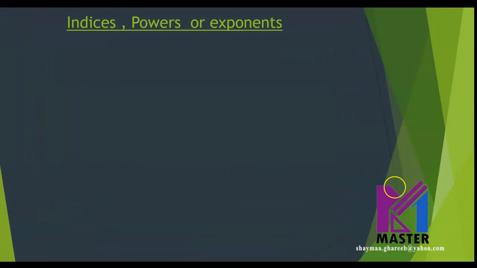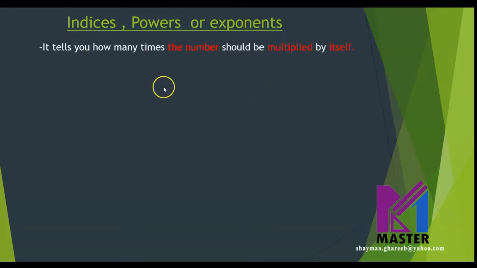Our lesson today is about indices, powers or exponents. The three words have the same meaning. Let's see what they mean. It tells you how many times the number should be multiplied by itself. Indices is the plural of the word index. Now let's see what it looks like.